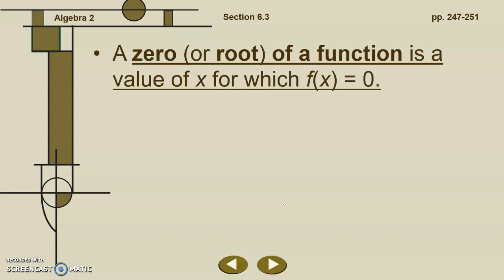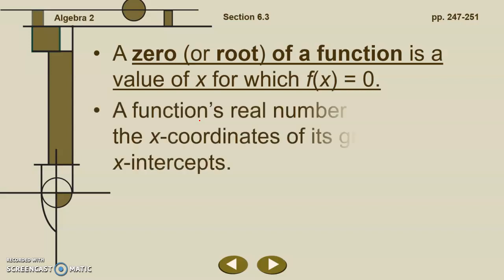A 0, also called a root of a function, is the value of x for which f of x equals 0. So previously, when we were dealing with linear equations, we were calling these x-intercepts. The terminology that you're going to hear when we talk about quadratics are the zeros of the function, or the roots of the function. It is still x-intercepts, but it's not called that as much anymore. A function's real number zeros are the x-coordinates of its graph's x-intercepts.